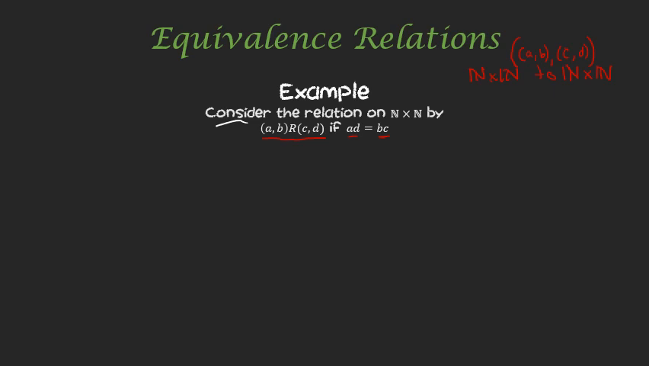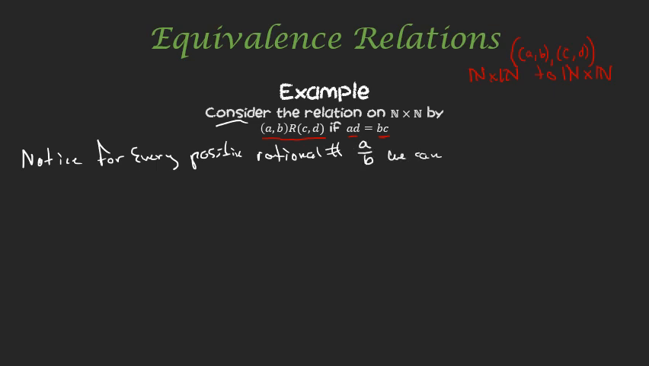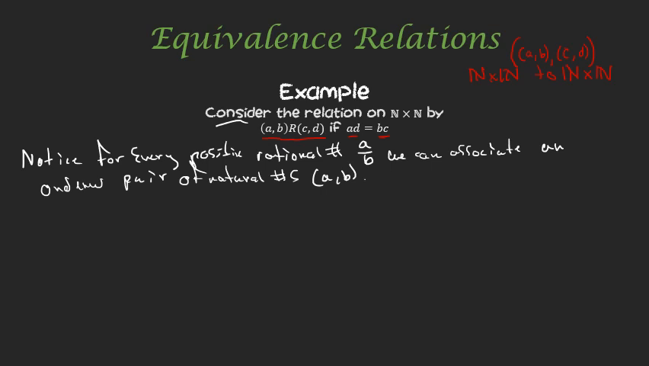And I'll just think of positive rational numbers. So notice, for every positive rational number, A over B, we can associate an ordered pair of natural numbers, A, B. So for example, the fraction 1/2 could be associated with the ordered pair 1, 2.